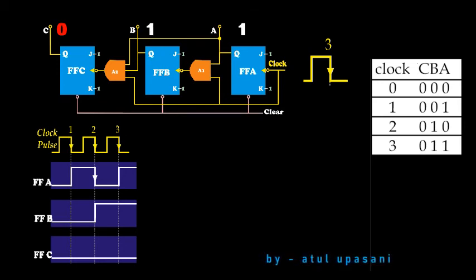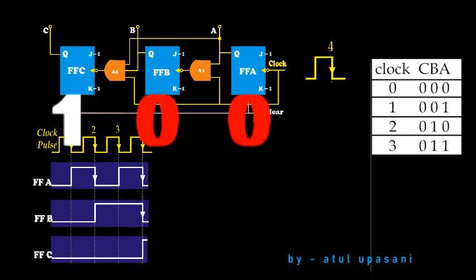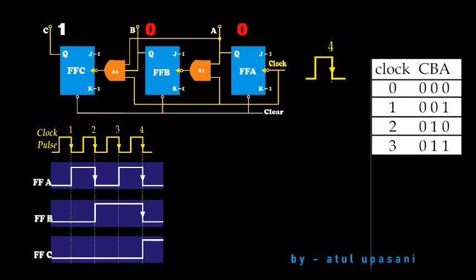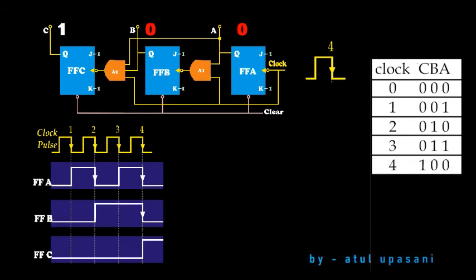Since now the outputs of flip-flop A and flip-flop B are high, both the AND gates are enabled. So the clock pulse can reach all three flip-flops simultaneously. Hence, at the negative edge of the fourth clock pulse, all the flip-flops will toggle at the same time. A is initially 1, it will turn to 0. B is initially 1, it will turn to 0. And C is initially 0, it will turn to 1. Thus making the output CBA equal to 100.